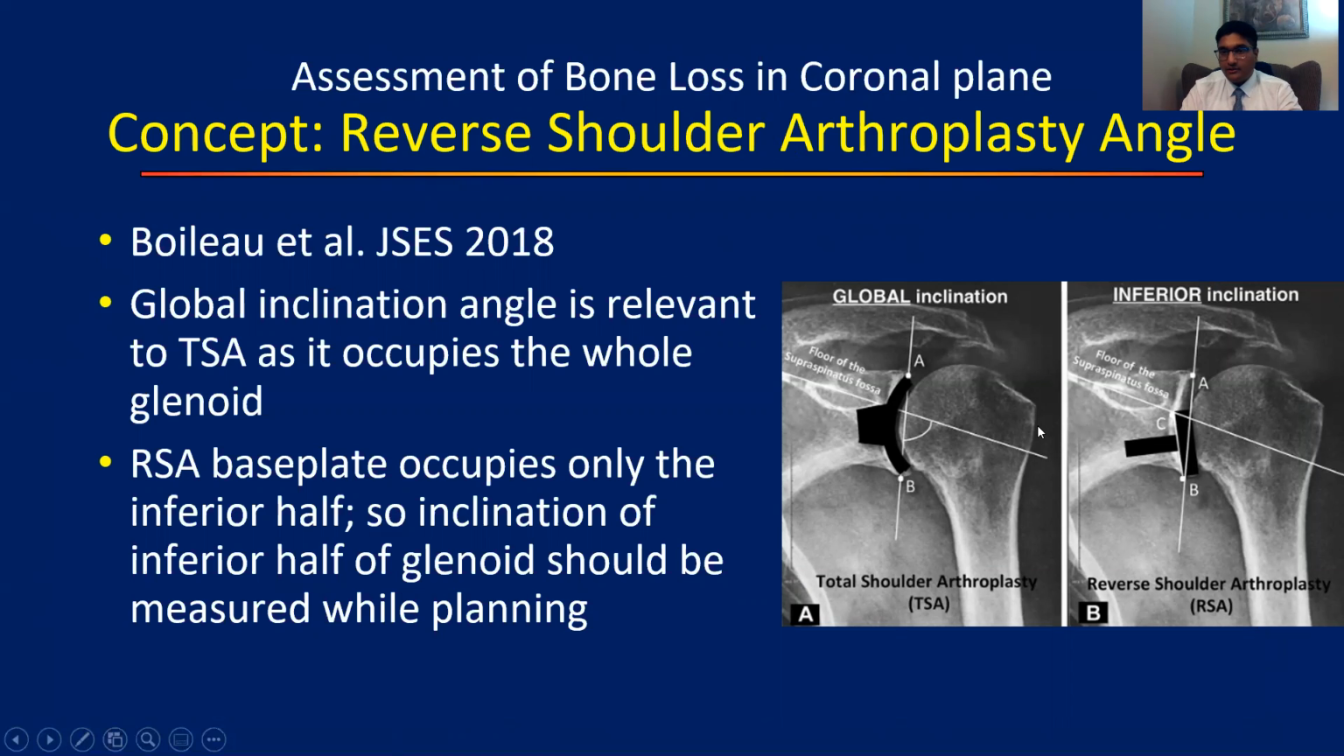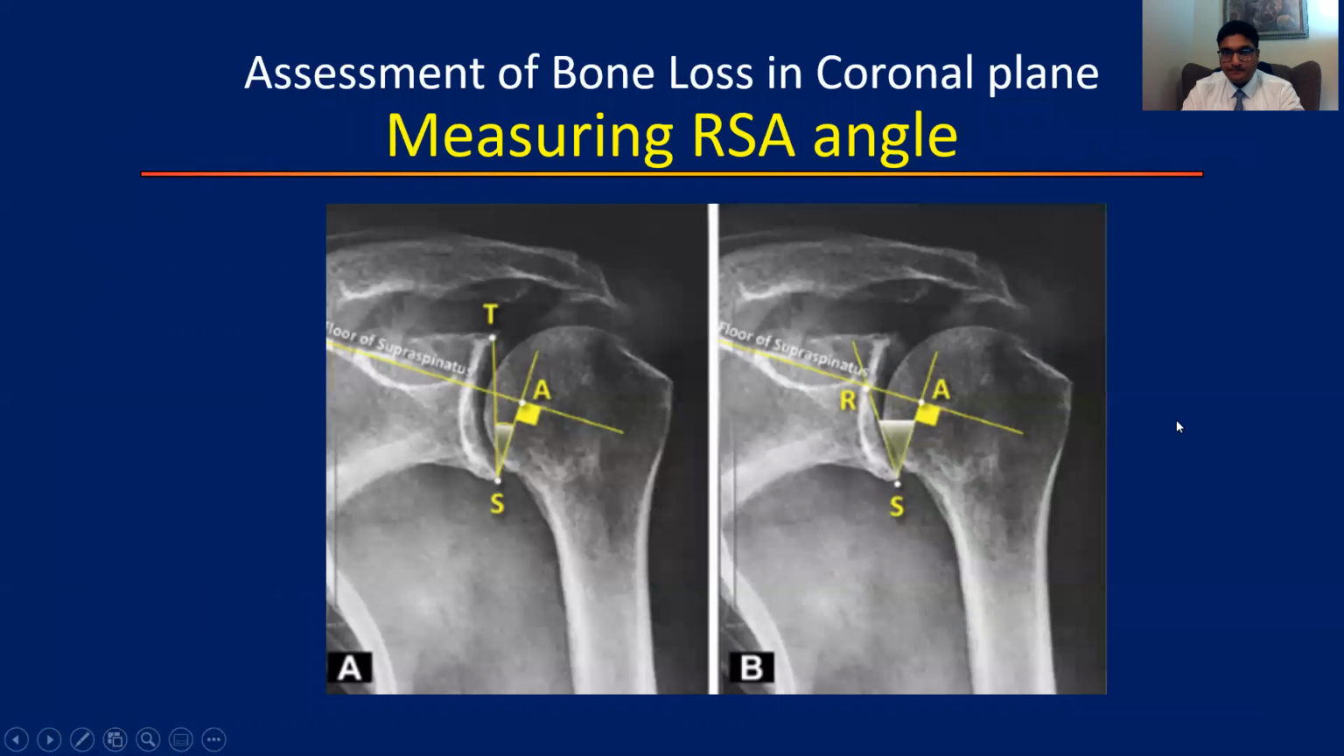To give you a background, the need for reverse shoulder arthroplasty angle assessment is this: a total shoulder arthroplasty prosthesis occupies the whole of the glenoid surface. Hence, for planning, measuring the global inclination angle, which is the angle between the floor of the glenoid fossa and the face of the glenoid, is sufficient. But when it comes to reverse shoulder arthroplasty, as we put the implant mainly in the lower half of the glenoid, we need to know the inclination angle at the inferior part, and that is where the concept of the reverse shoulder arthroplasty angle comes in.